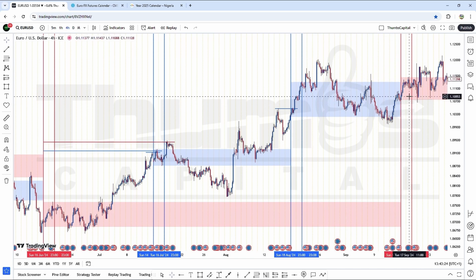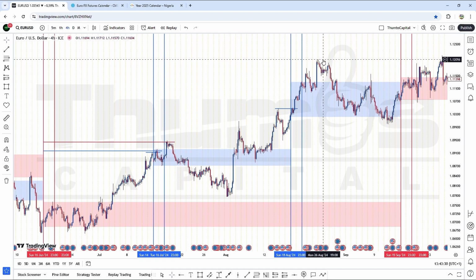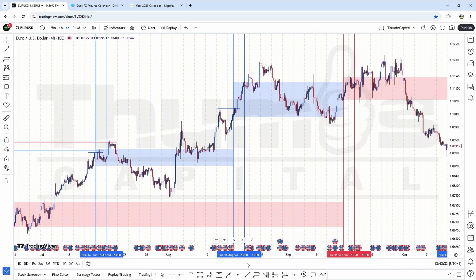For the new quarterly contract, the fundamental direction was bullish, which means the target is the high of the previous quarterly contract, which is this high right here. Let me go ahead and mark that. The high also doubles as the target for the monthly.